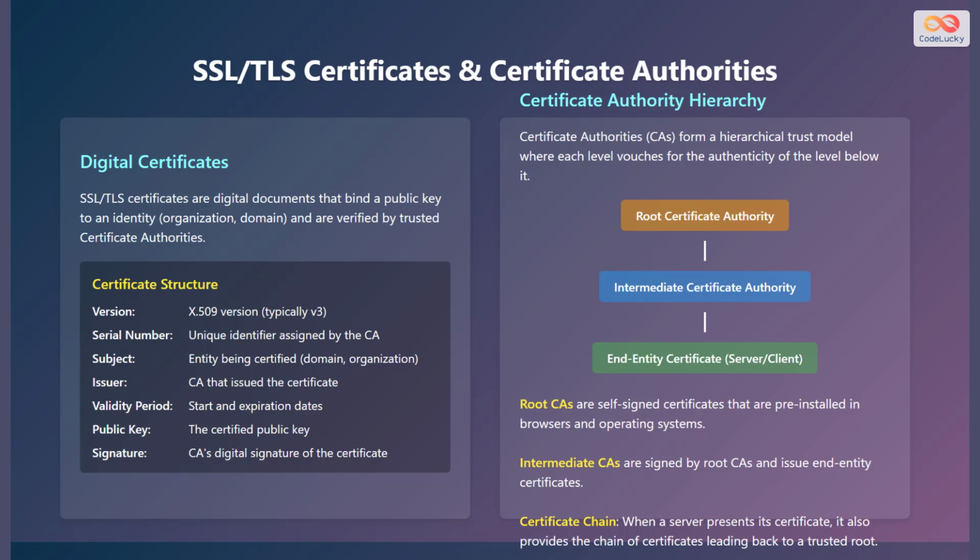Root certificate authorities are self-signed certificates that are pre-installed in browsers and operating systems. Intermediate certificate authorities are signed by root certificate authorities and issue end entity certificates. When a server presents its certificate, it also provides the chain of certificates leading back to a trusted root. This is called a certificate chain.